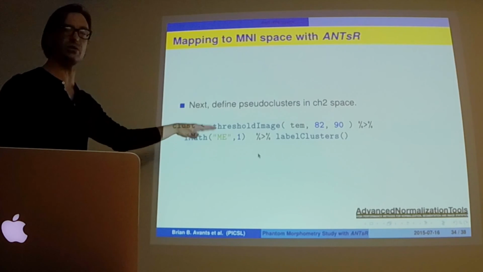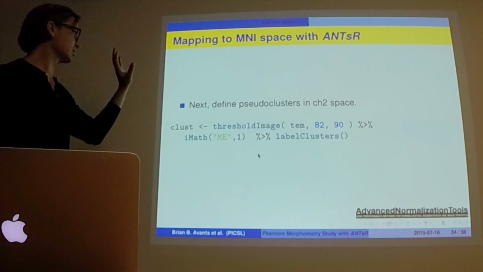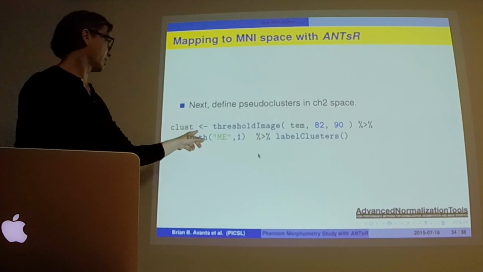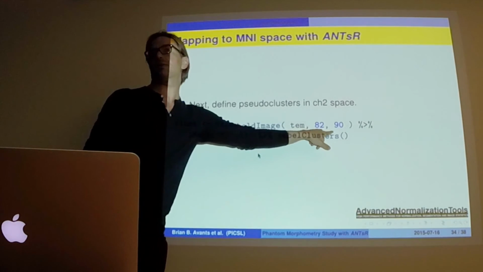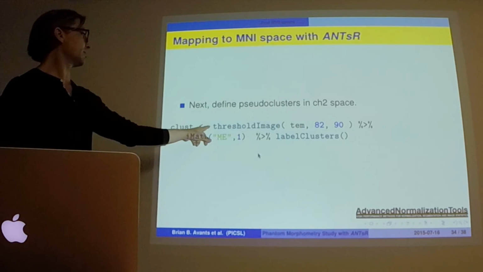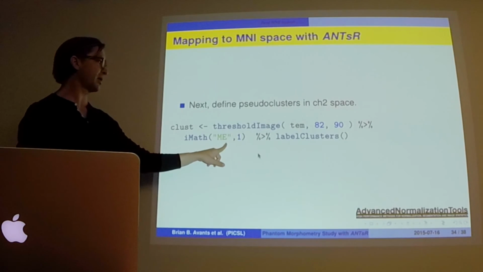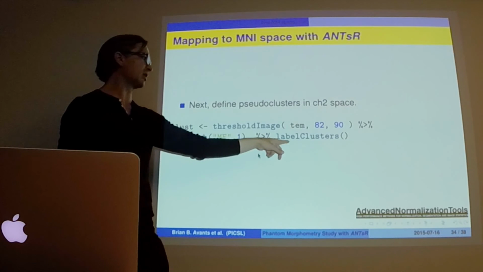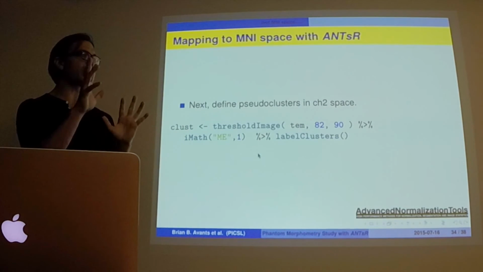This is just simulation data, so I'm creating clusters from this template, between this intensity range. I'm giving it some arbitrary signal, thresholding, then putting it through some mathematical erosion, and then labeling those clusters. So this is all using this piping.